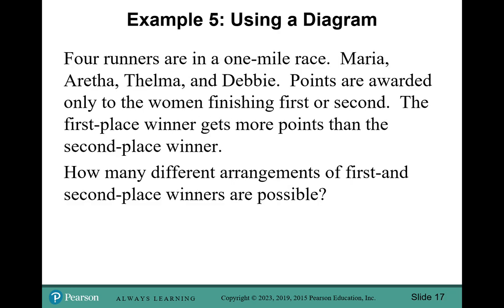All right, example 5 says let's use a diagram. We have 4 runners. They are in a 1-mile race: Maria, Athrea, Thelma, and Debbie. Points are awarded only to the women finishing first or second. The first place winner gets more points than the second place winner. That makes sense. How many different arrangements of first and second place winners are possible?